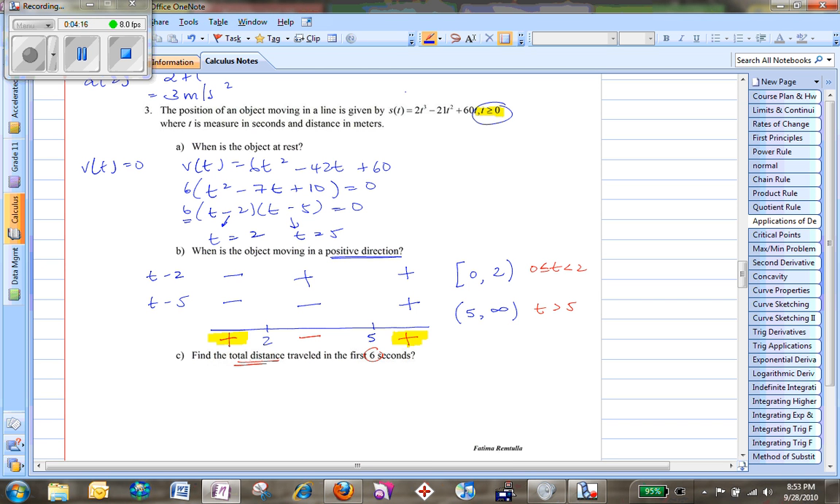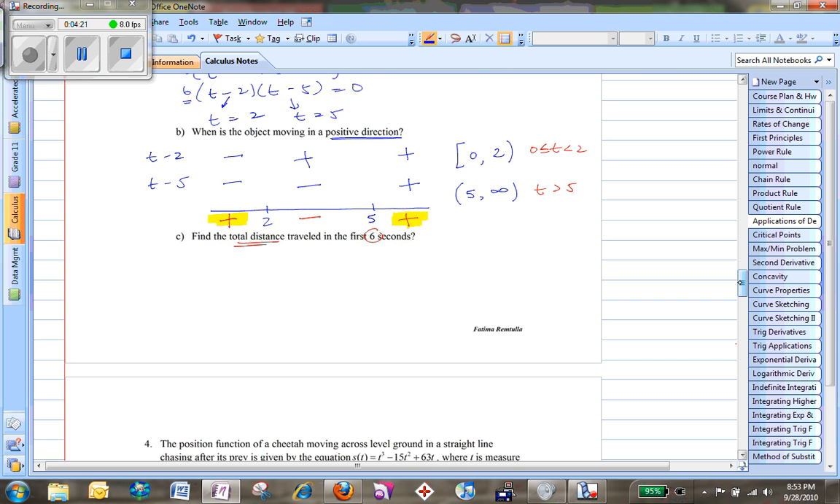So how do I take care of that? Well, what I'm going to do is make sure that I take the absolute value of things, because I want to find the distance between things. So for example, I want to find the distance from 0 to 2, from 2 to 5, and from 5 to 6.